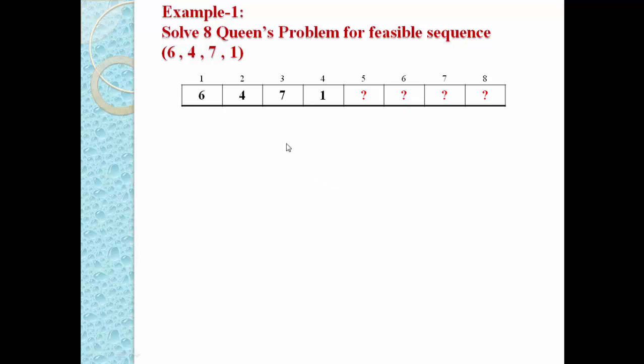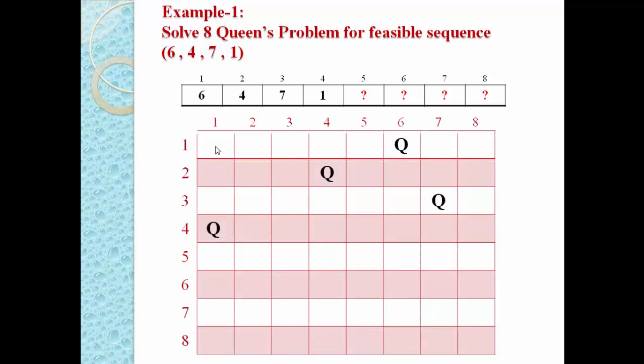So if you want to read this line, then we can read that our first queen is available on the first row, 6th column. The second queen is on the second row, 4th column. The third queen is on the third row, 7th column. And our fourth queen is available on the 4th row, 1st column. So this feasible sequence is given and we have to identify the positions of the remaining 4 queens, that is the 5th queen, 6th queen, 7th queen and 8th queen.